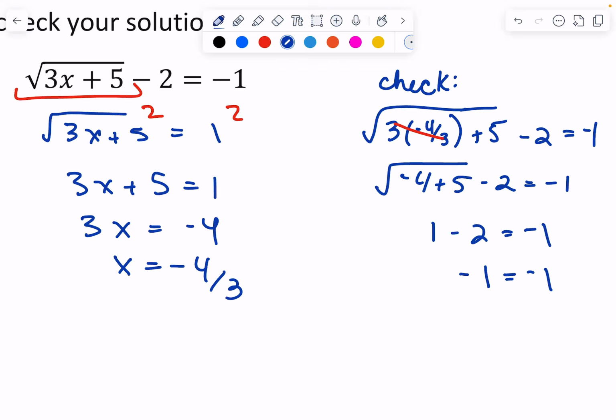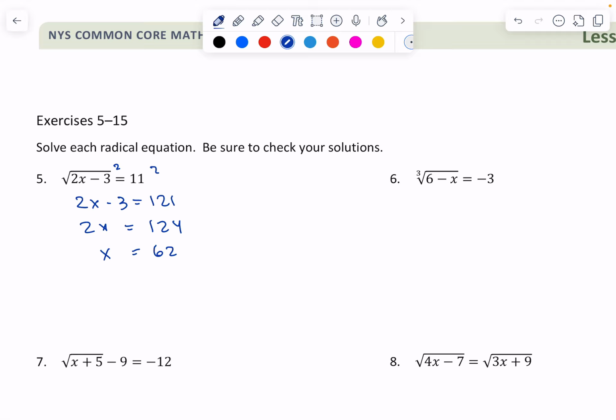Okay, moving on. Now we did a couple other problems. I'll go through these relatively quickly. And same thing, we want to make sure to check our answers at the end. So square both sides, you get 121. Add 3, 124, divide by 2, you get 62. And then when you plug that back in, you get a true equation. I won't show the work for that. You can check it on your own, or you could just trust my answer. So final answer is 62.